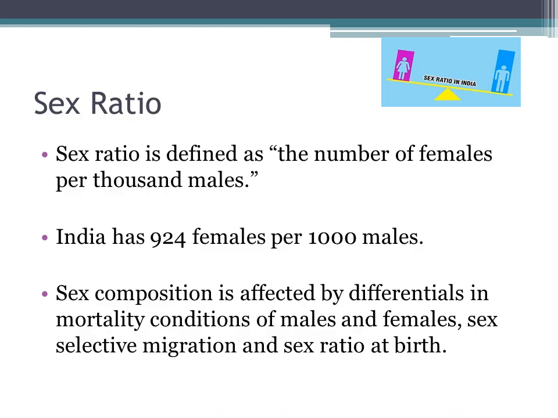Now coming to sex ratio. What is this sex ratio? It is defined as the number of females per thousand males. At present, the sex ratio of India is 924. That is, for every 1000 males, we have 924 females. Now, this sex composition is affected by a number of factors, most important being the differentials in the mortality conditions of males and females. Then we have sex selective migration, and then sex ratio at birth.